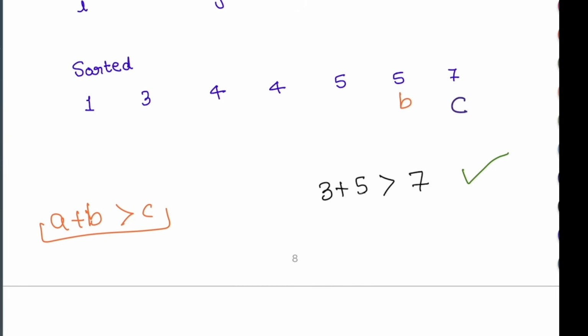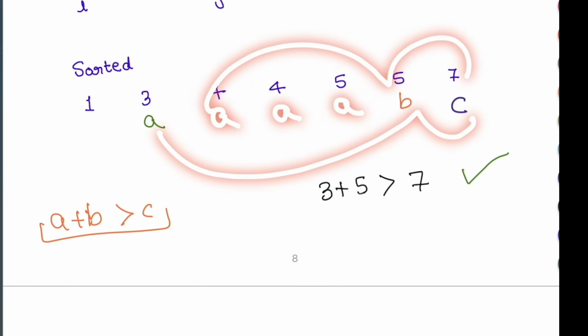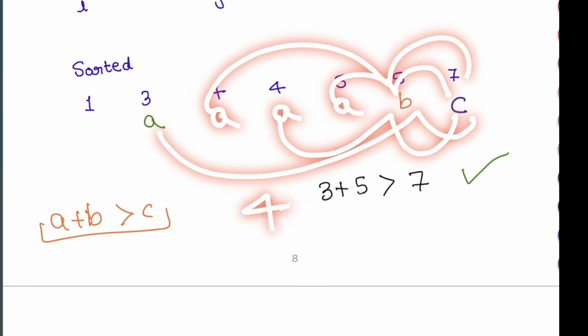So what I know from here is, the moment I get to know that A plus B is more than C, I know that all these three numbers can also act as A. This can be A, this can be A, and this can be A. So we can say ABC is one triplet, ABC is one triplet, and so on. Not pair but triplets, right? So we got to have 4 triplets.